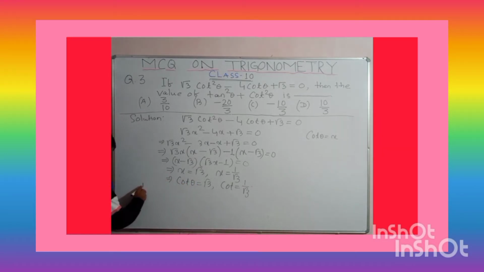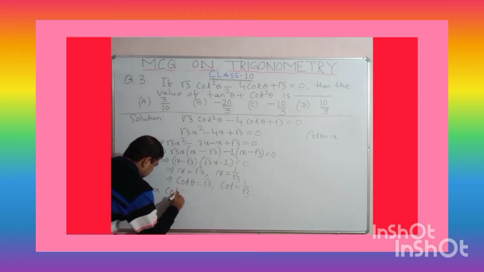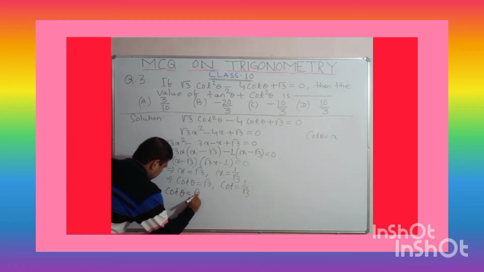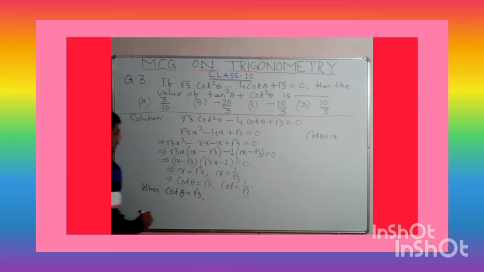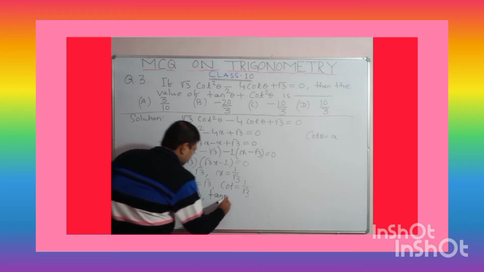When cot theta is equal to root 3, what is the value of tan theta? And you know tan theta is the reciprocal of what? Cot theta. So tan theta must be 1 upon root 3.